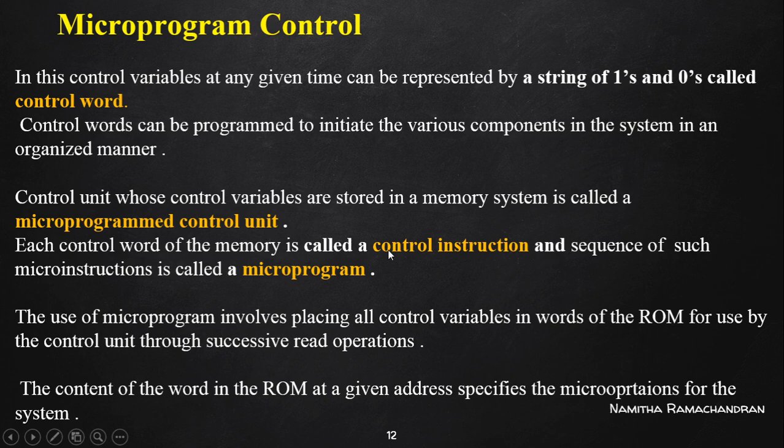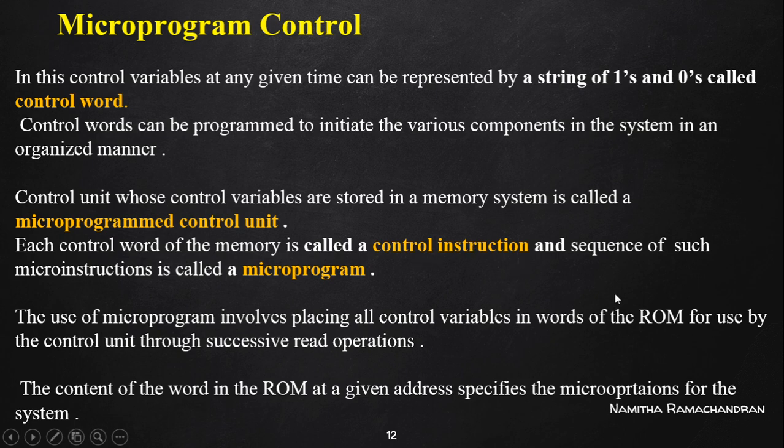Each control word of the memory is called a control instruction. The control word is actually a sequence of zeros and ones, right? That sequence of zeros and ones indicates a particular control state, and that control state can trigger various micro operations by the system. All such control words are collected together inside a common memory. Such a control unit design is known as microprogram based control unit design. Inside such a memory, each and every control word indicates a different instruction, which is known as a control instruction.